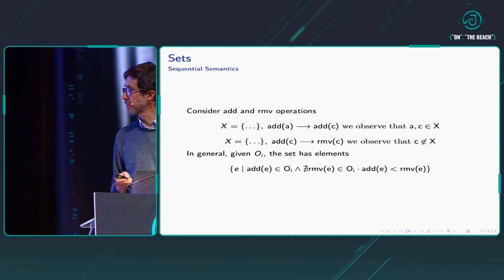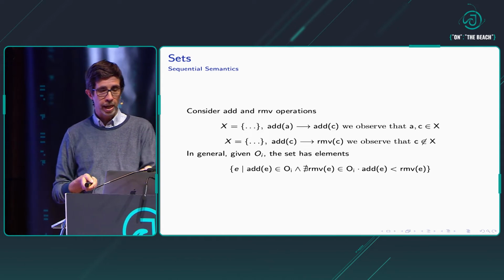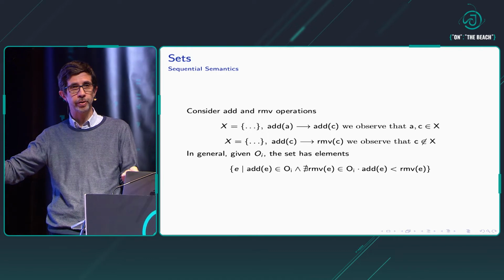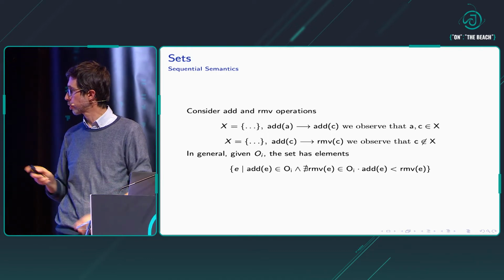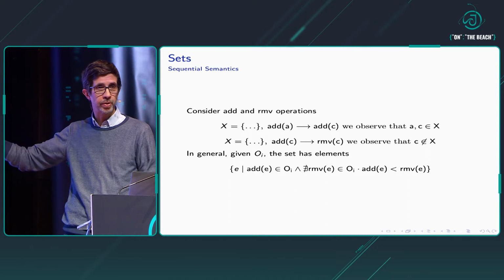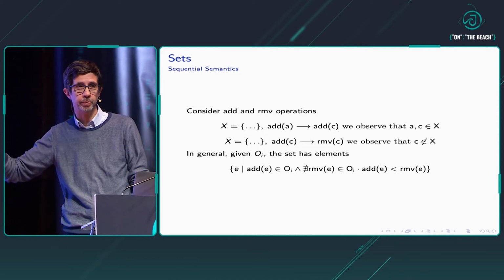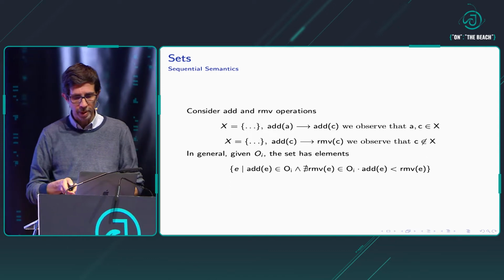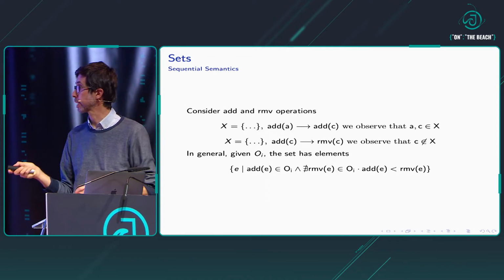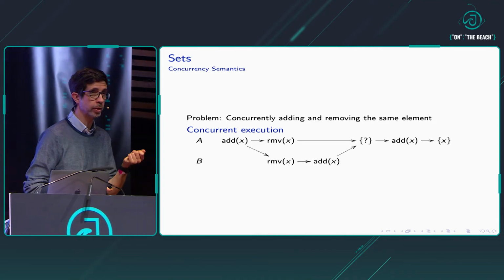So what is the specification for a set? A set has all the elements that were added, and for whose elements there is not a remove greater in the order to the add operation. So if you have an add operation that has a remove after it, the element is not present there. So you cannot find a remove that is after the add, and this means that you keep that element. So this fully specifies a set.